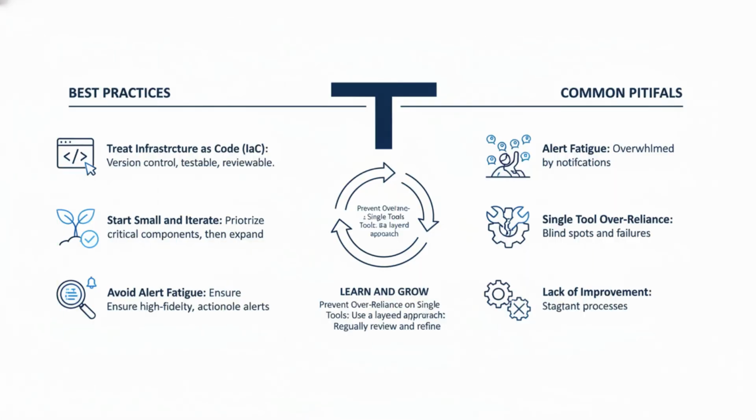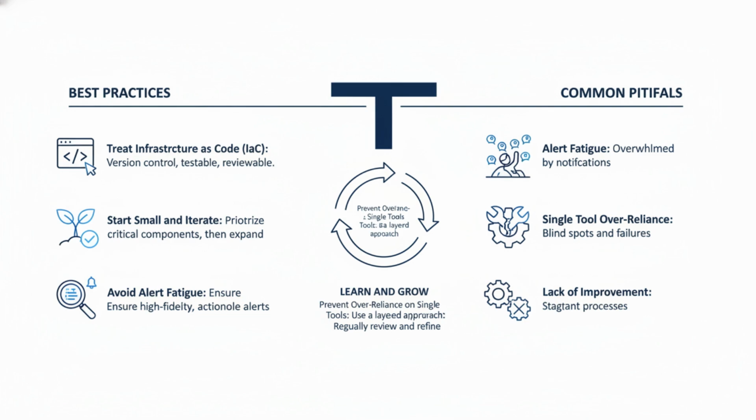To truly succeed with automated integrity checks, it's vital to adhere to best practices and be aware of common pitfalls. A key best practice is to treat infrastructure as code religiously. All desired states, configurations, and policies should be version-controlled, testable, and reviewable, just like application code. This provides a single source of truth and enables reproducibility. Another practice is to start small and iterate. Don't try to automate everything at once. Begin with the most critical components and gradually expand your coverage.